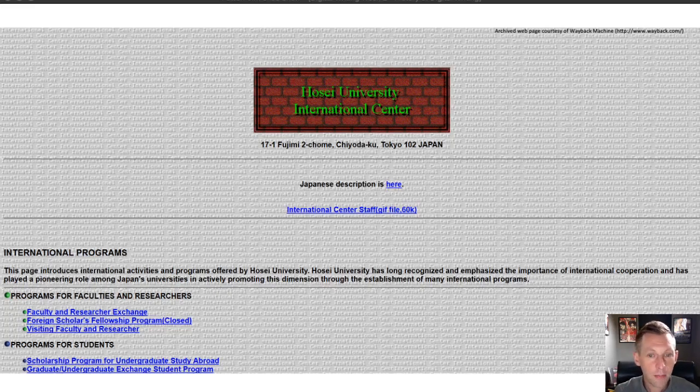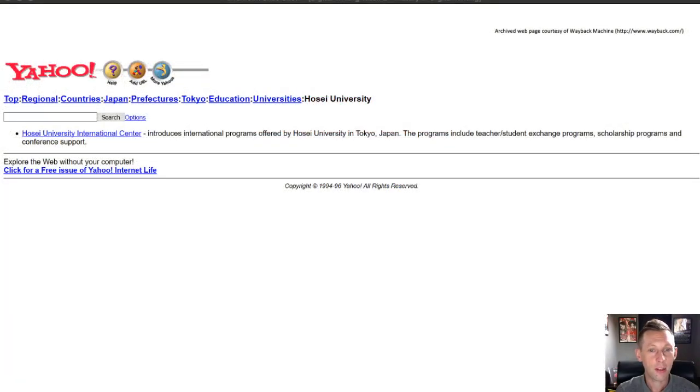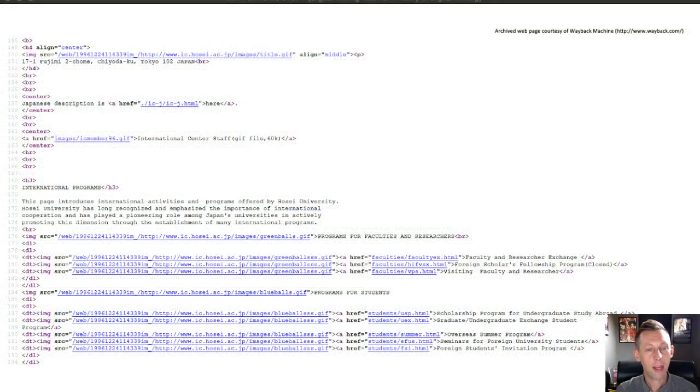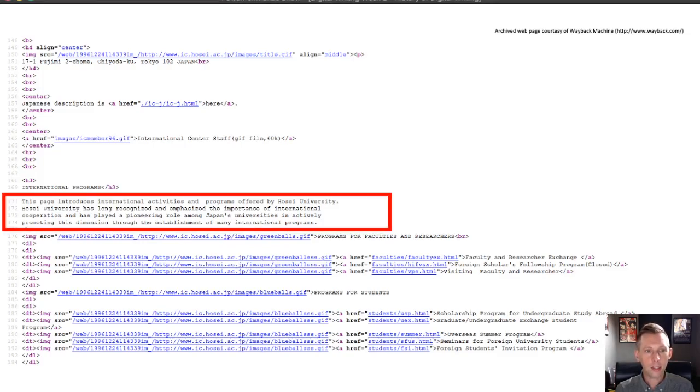If we just look at the background, the back end of this web page, look at the code. This is what we would see if we were looking at the code of the website. Now, don't worry, this course is not going to be about coding. We're just looking at content production. But just to give you an idea of how difficult it was to write on the internet back in 1996, this is how written content was produced. You can see here, it is actually part of the code. It's hard-coded into the website.